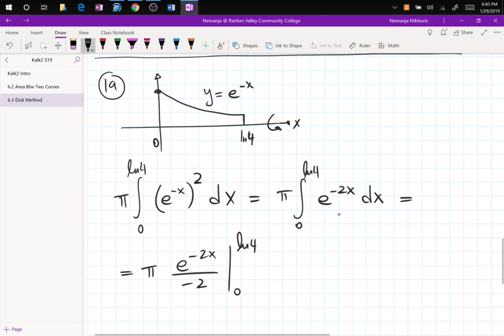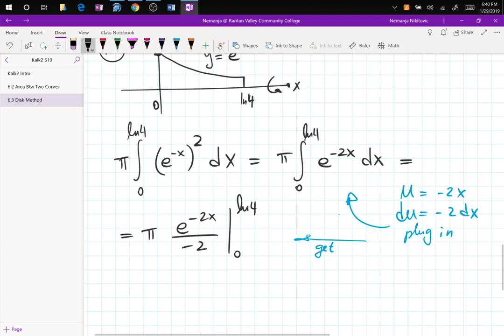That's what you have. If you did not memorize the formula, e to the ax over a, you are okay to say u equals negative 2x, du equals negative 2 dx, and then plug in and eventually get that. So you either know the shortcut formula or you are using u sub, whatever.